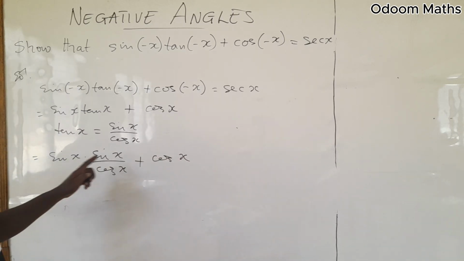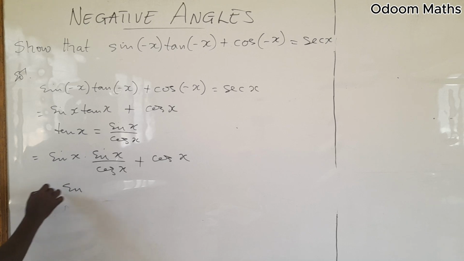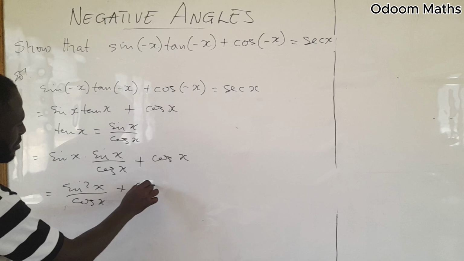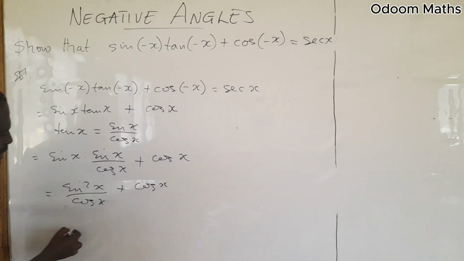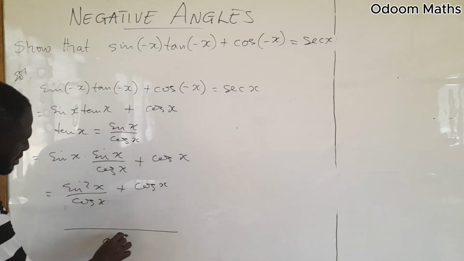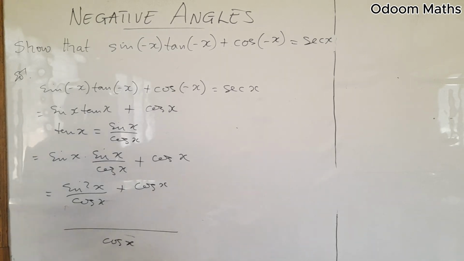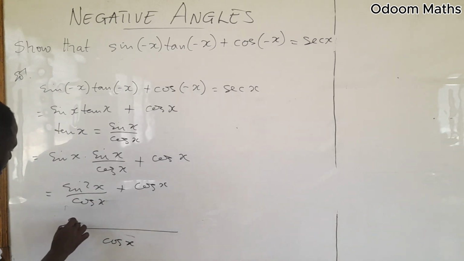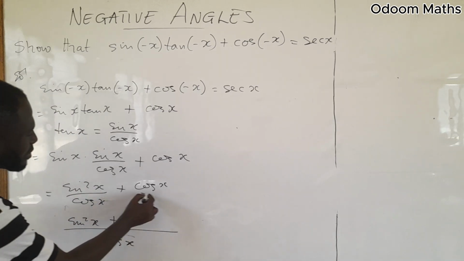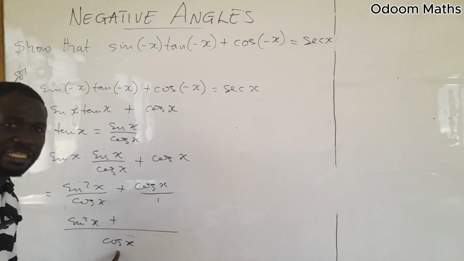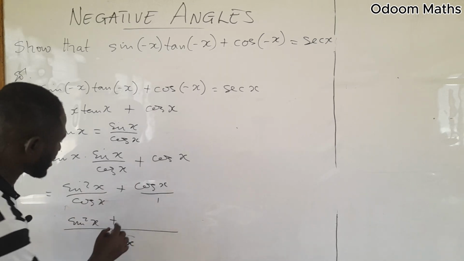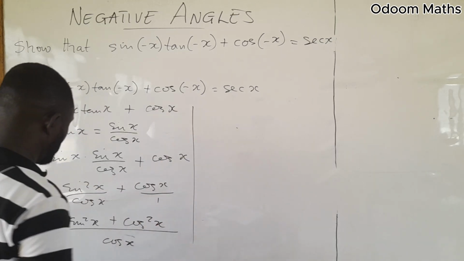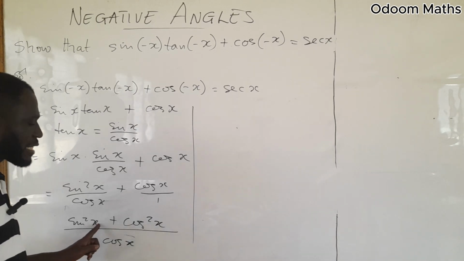Now we can multiply this. So this is going to give me sine square x over cos x, then plus cos x. The LCM here is cos x. Cos x into cos x is 1, 1 times sine square x is sine square x, plus there is over 1 here, so 1 into cos x is cos x, and cos x times cos x is cos square x. Let me continue from here. We know that sine square x plus cos square x is 1.